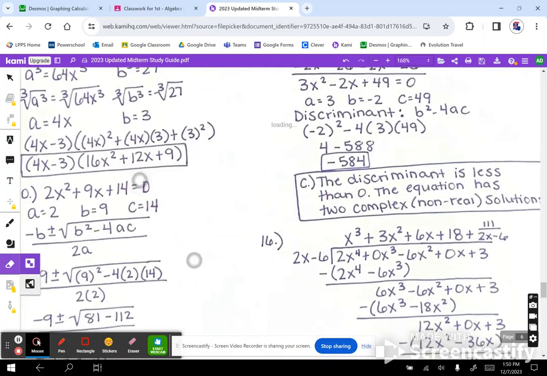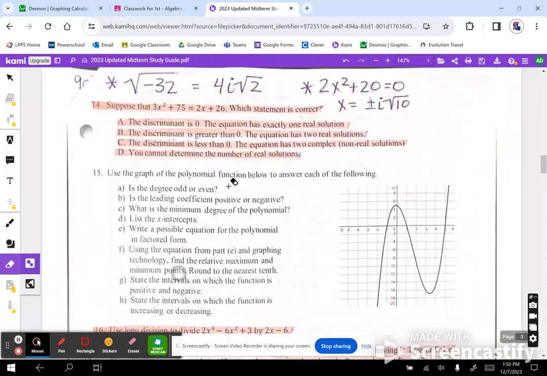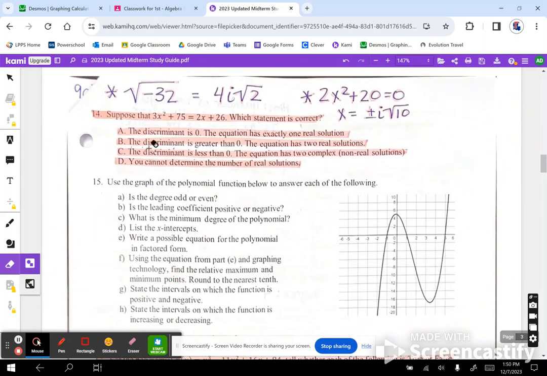Okay. Make sure that you also review number 14 and you understand. I would probably even make sure that I memorize these. If your discriminant is 0, you have 1. Greater than 0, you have 2. Less than 0, it's 2 complex non-real. Okay, I would make sure that you memorize those 3 just in case.